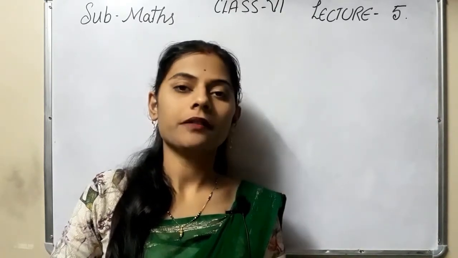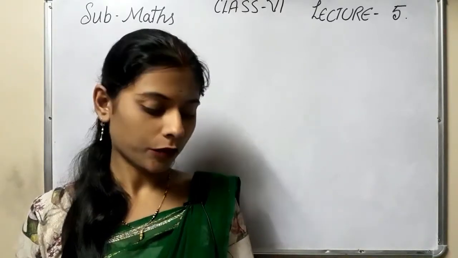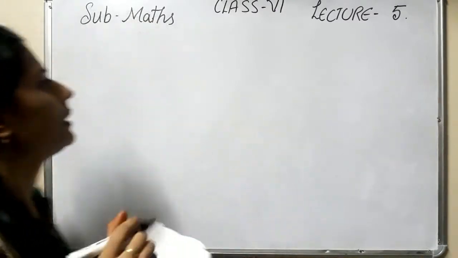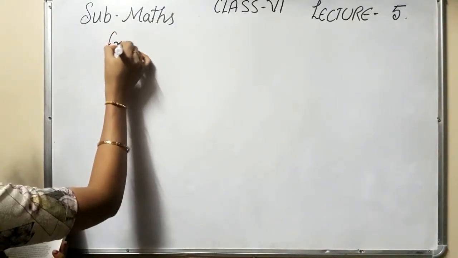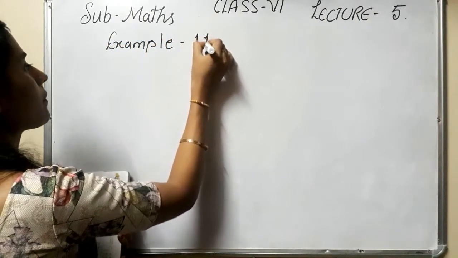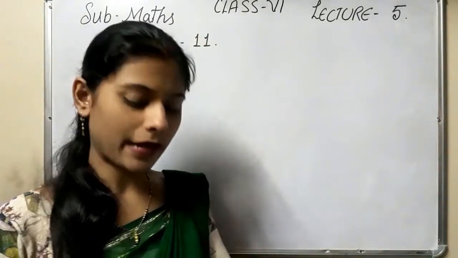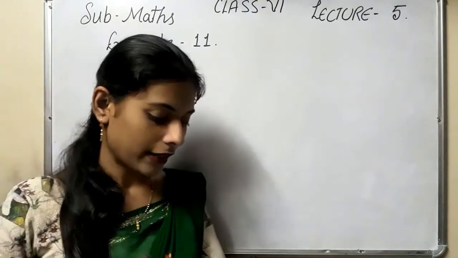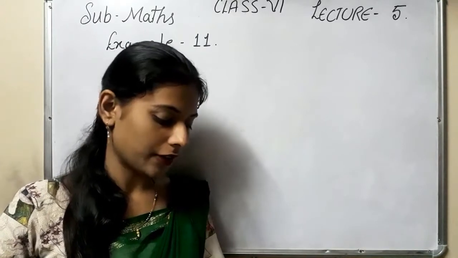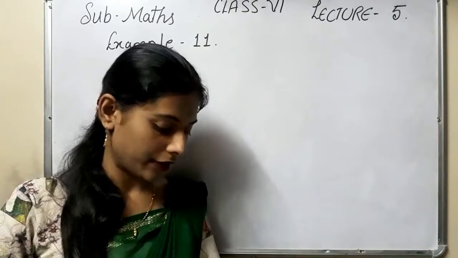Now today we will start our exercise 3D. So we will do some examples related to exercise 3D. See example number 11. It's given on page number 45. Find the greatest number that will divide 79, 117 and 59, leaving the remainders 7, 9 and 11 respectively.